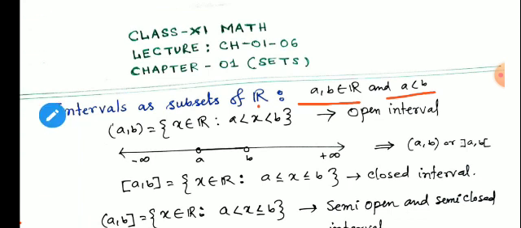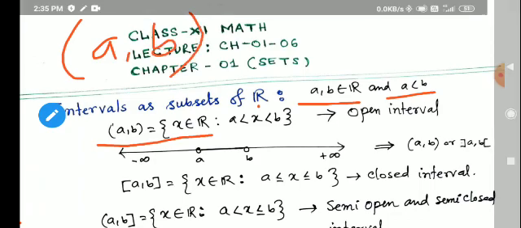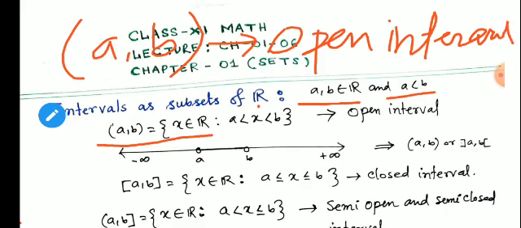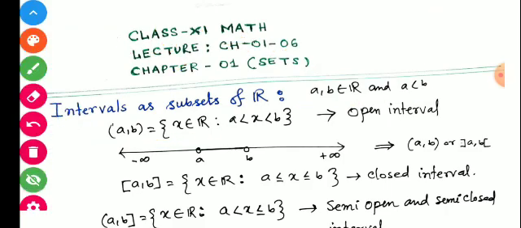Now the open interval, written in round brackets as (a, b), is named the open interval of a comma b. So here the open interval (a, b) is the set of x such that x is greater than a and less than b.